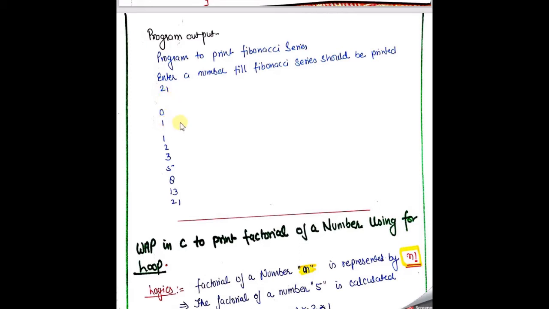So 0 and 1 are printed with the help of the printf of A and B, and 1 is printed with the help of C equal to A plus B less than or equal to 21.